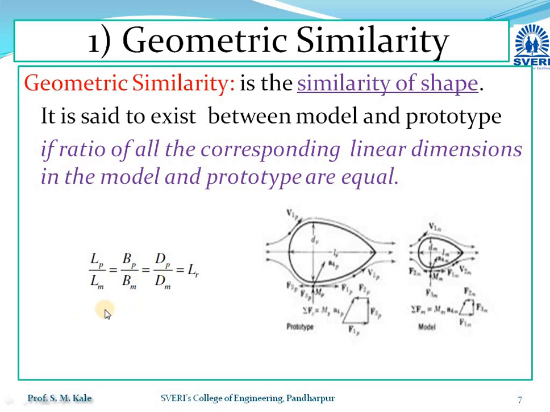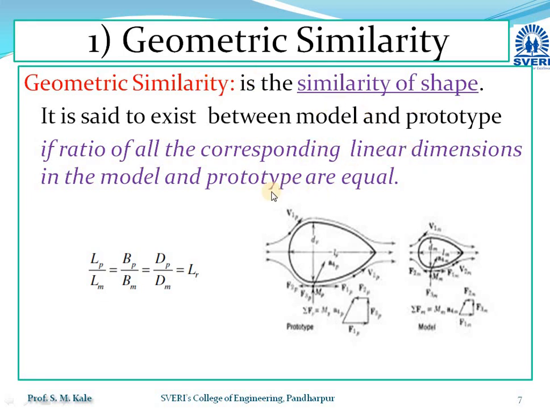Similarly, AP upon AM, that is the area of the prototype to the area of the model, is equal to LR square, called the scale ratio square. And VP upon VM, that is the volume of the prototype to the volume of the model, is equal to LR cube. Then and only then are we going to say that the model and prototype are under geometric similarity. So geometric similarity means similarity of shape.